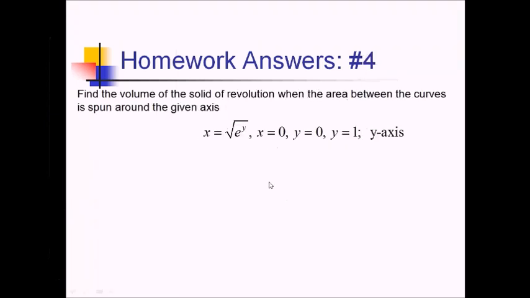On this problem, I want to take the area between square root of e to the y, the y-axis and the x-axis, and this horizontal line at y equals 1, that area, and find the volume when I spin this around the y-axis. So the first part of this that's kind of tricky is this is a no calculator problem.